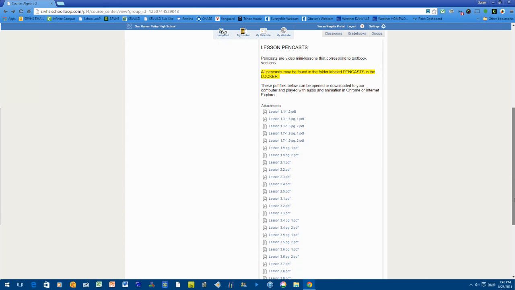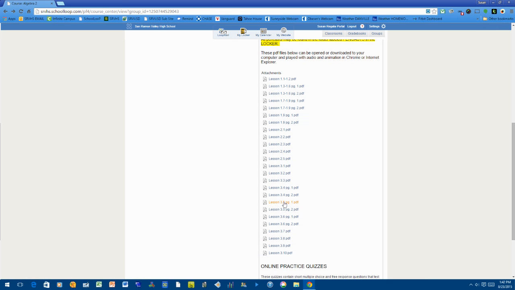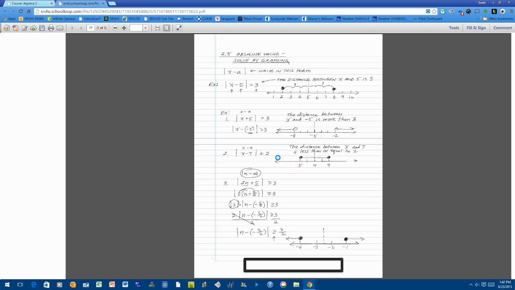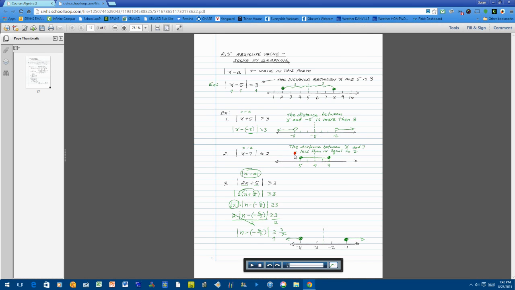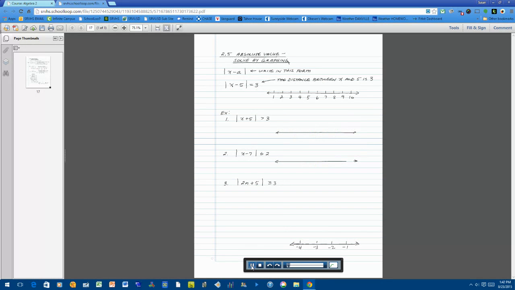Second thing are the lesson pencasts. These are mini lessons for every single lesson in your textbook. I have the current chapters that we're working on always posted on this page. So, for example, lesson 2.5 will be, say, a 9 to 10 minute lesson on the main concepts in lesson 2.5 in your textbook. So these are actually PDF files that play.